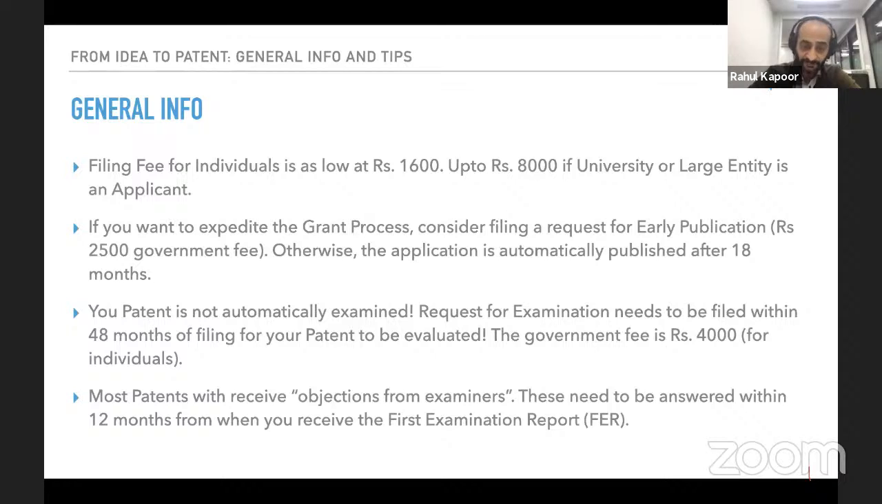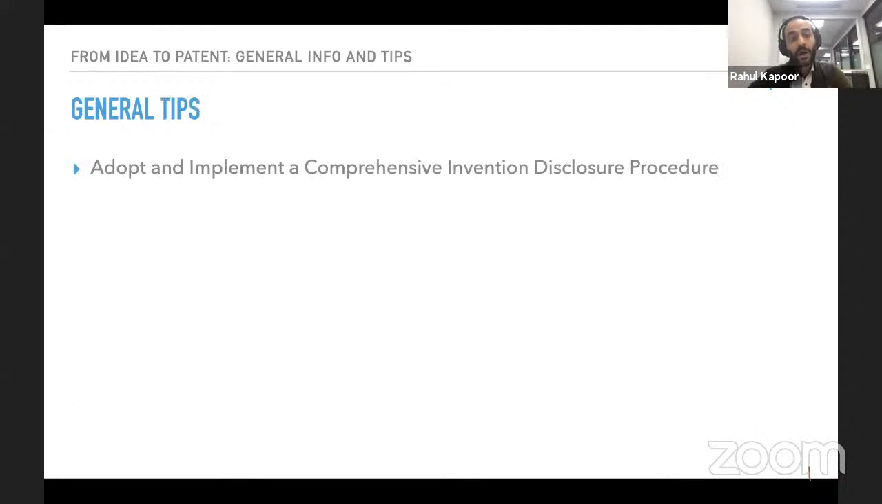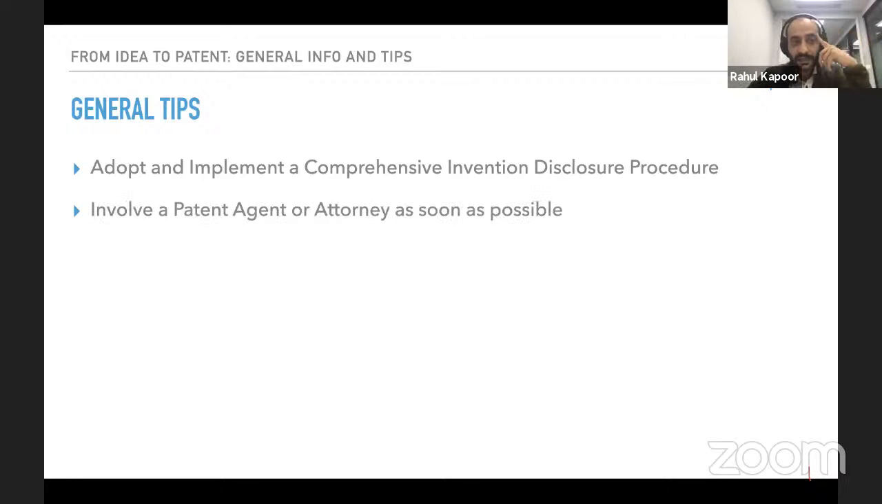So once you receive the FER, the first examination report with objections from examiners, you will have 12 months to file the answers. So general tips: adopt and implement comprehensive invention disclosure procedures, both from the institute as well as from the inventor part. It has to be 2 ways. Involve a patent attorney as soon as possible, because they will not only help you file your patent, they will guide you. They'll know the clever tips and tricks to go around prior art. If a prior art is particularly problematic for you, they will tell you how you can navigate it.